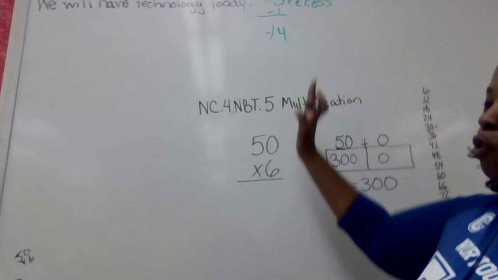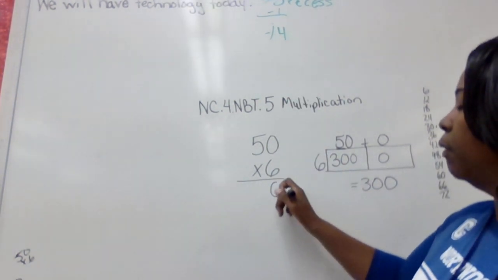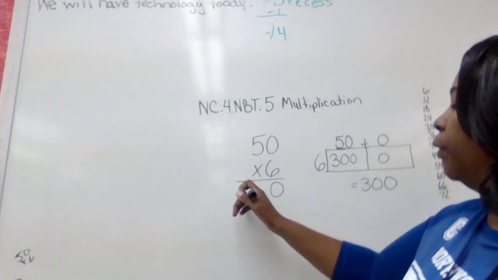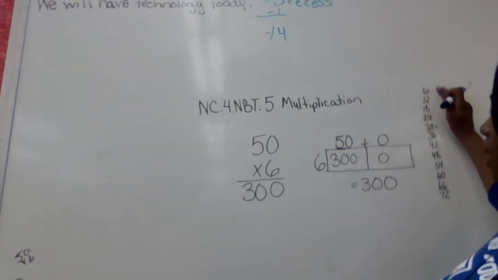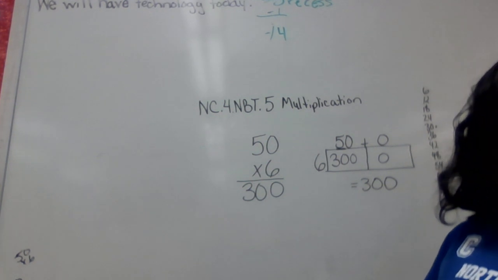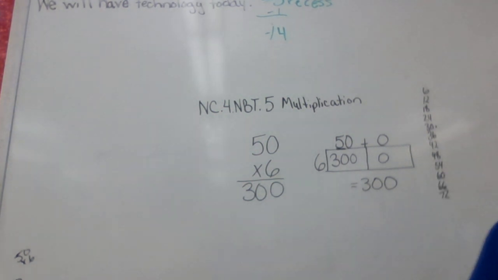Remember, you're going to go straight up first. 6 times 0 is 0. 6 times 5 is 30. And if you don't remember, you can come down on your 6s and go down 5. 1, 2, 3, 4, 5, and you can get your answer as well. Okay? And so we have 300.